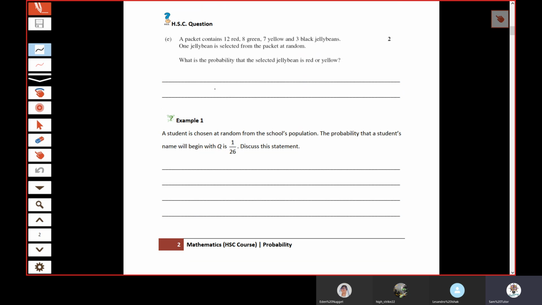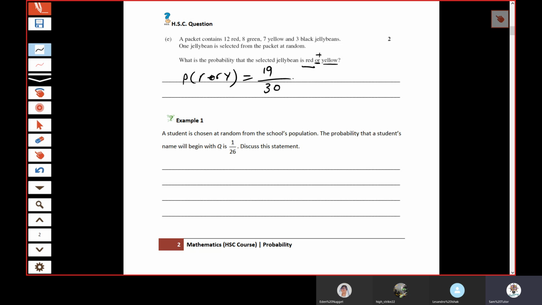A packet contains 12 red, 8 green, 7 yellow, 3 black. 1 jelly bean is selected from the packet at random. What is the probability that the selected jelly bean is red or yellow? So the idea is, if you've got an or, that's a plus, right? Because you're allowed to get a red or a yellow. So the probability of red or yellow equals 12 plus 7, which is 19, over, I think you already know, you add up everything. So what's this? 20, 30. Pretty easy. Any questions?